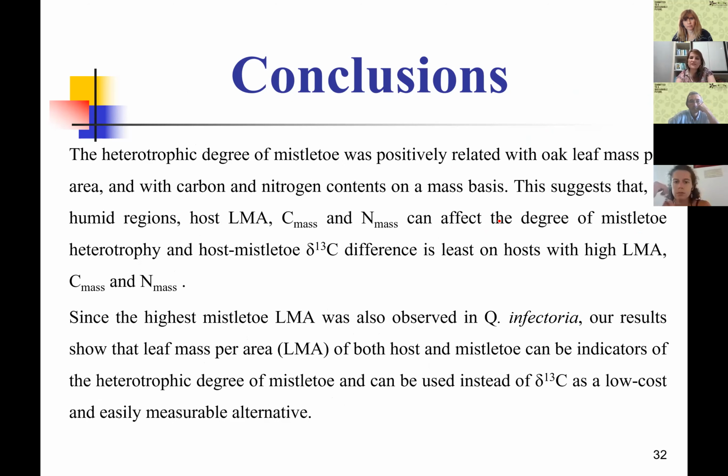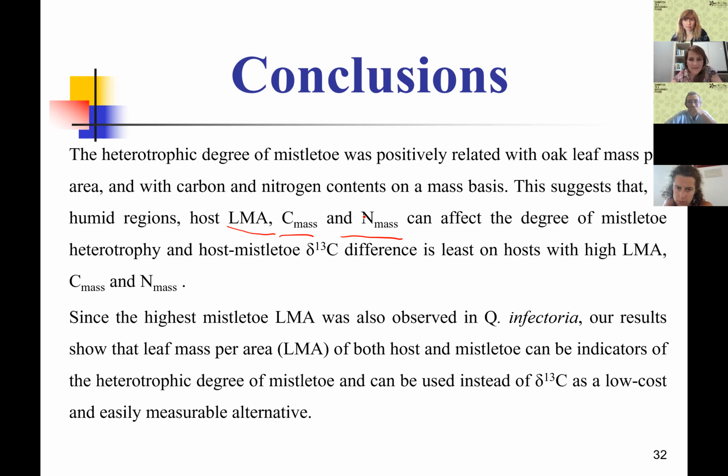The heterotrophic degree of mistletoe was positively related with oak leaf mass per area and with carbon and nitrogen contents on a mass basis. This suggested that in humid regions, host LMA, carbon, and nitrogen content can affect the degree of mistletoe heterotrophy, and host-mistletoe delta 13C difference is least on hosts with high LMA, carbon, and nitrogen content.